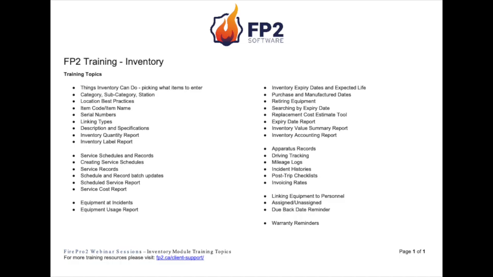Dropping something in as an apparatus also allows you to do things like track driving and link it to CAD imports. We'll touch on that a little further down the line. We also have the ability to link particular pieces of equipment to incidents, PubEd, or properties. So this basically allows you to log on these different kinds of modules exactly when this piece of equipment was used. Incidents is a common one.